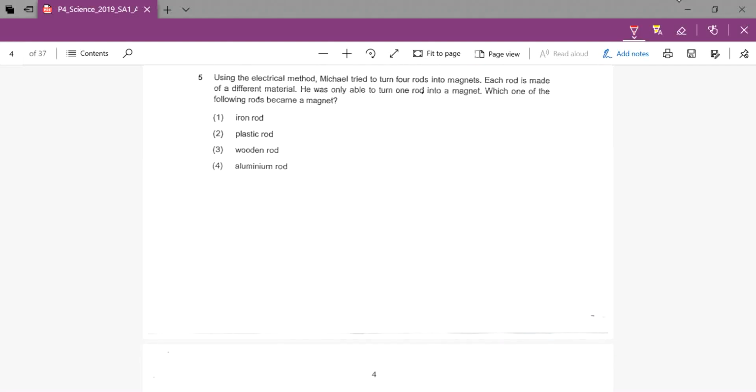Using the electrical method, Michael tried to turn 4 rods into magnets. Each rod is made of a different material. He was only able to turn 1 rod into a magnet. Which one of the following rods became a magnet? The answer is definitely iron. Plastic, wood, aluminium, all 3 of them are non-magnetic, so you can't even turn them into magnets through the electrical method in the first place. So answer is 1.